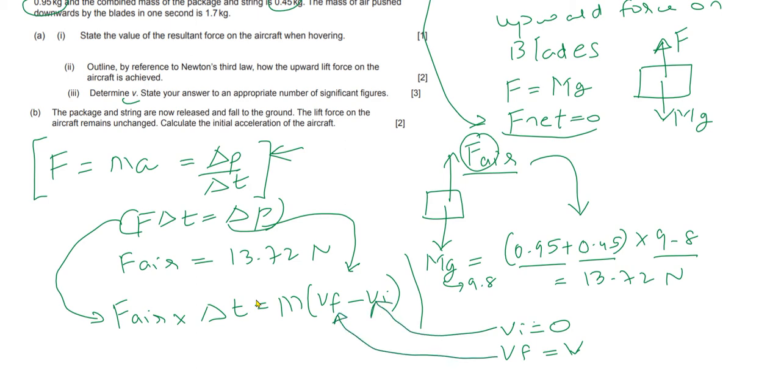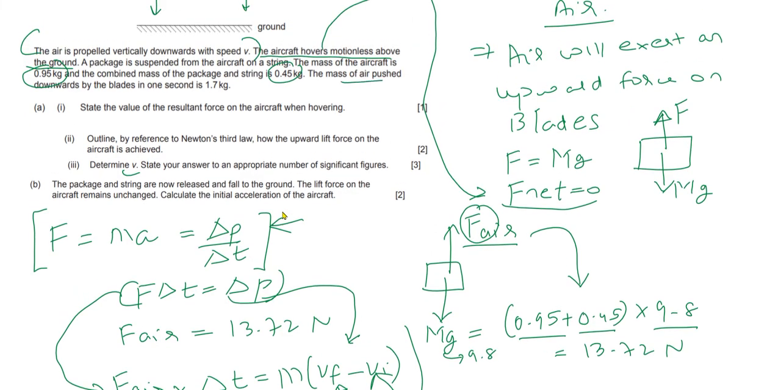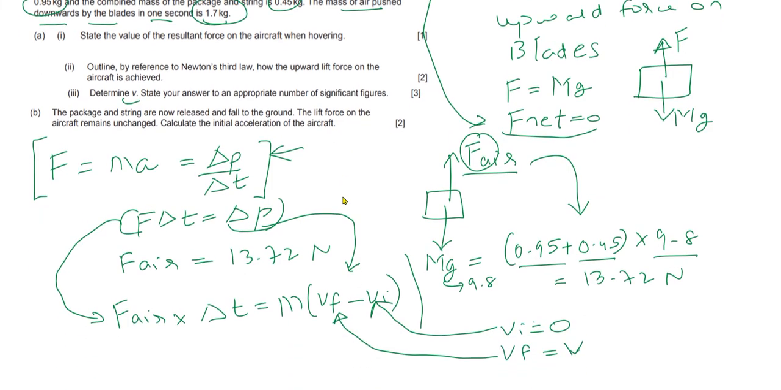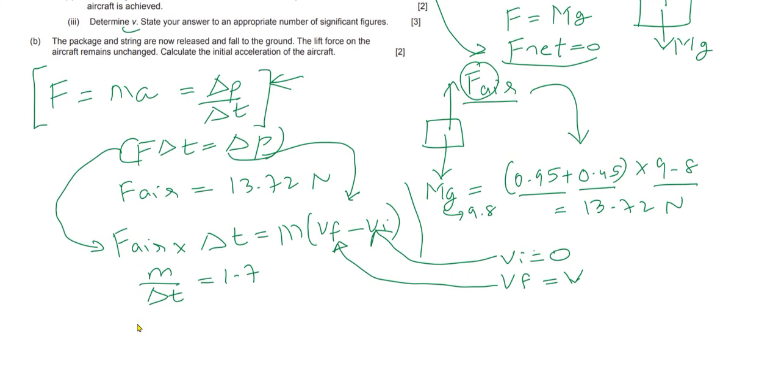And what is the mass of the air? Okay, so if you scroll up, it states that the mass of the air pushed downwards by the blades in 1 second is 1.7. So it's not just the mass, but mass per second, which means m divided by delta T, the mass per unit second, is given to you as 1.7, isn't it? Yeah, sir. So from here F air can be written as m into V multiplied by 1.7. So basically 1.7 into V.